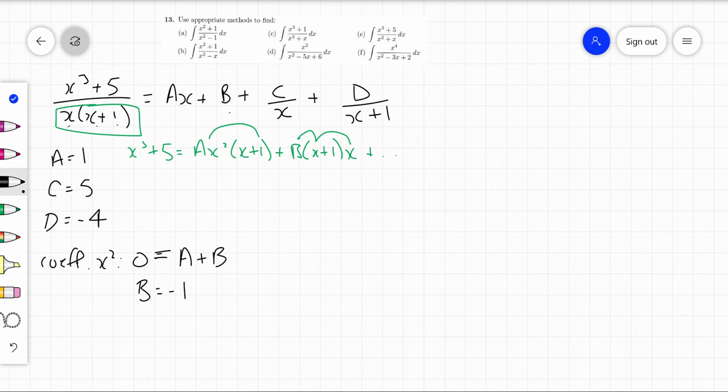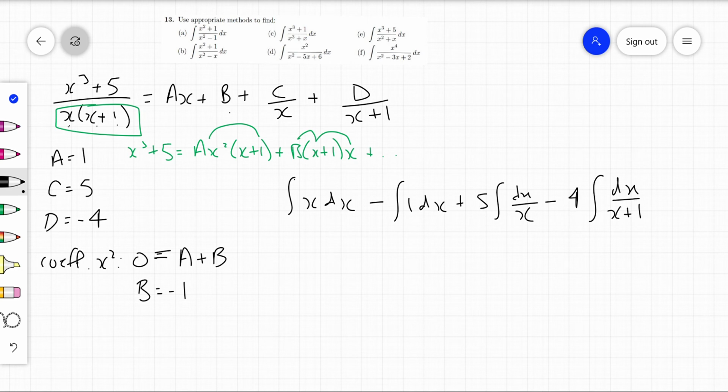So now we've got the integral of 1 over x dx. What was b? B is -1, so we've got -1 dx. C is 5, so we've got 5 dx on x, and d was -4. So again, just nice logs and easy integrals. 5 log of x minus 4 log of x plus 1 plus c. Pen is going to stop working soon.